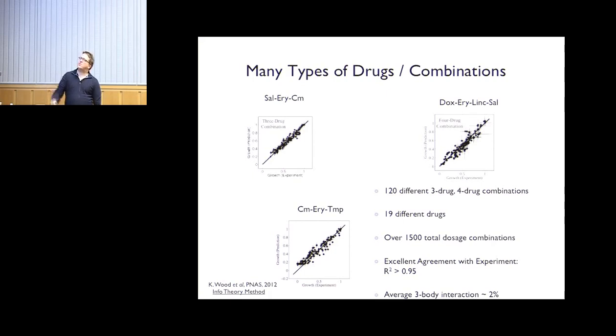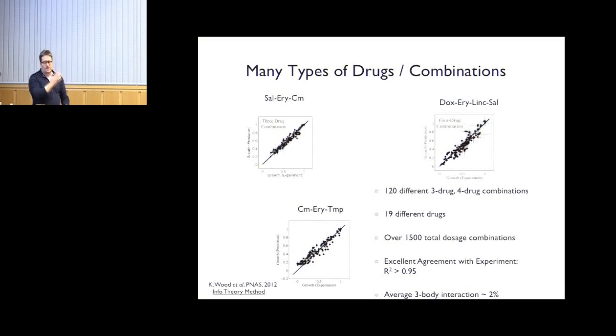I mean, there's certainly some points that are outside of it. And what we saw was excellent agreement. You can quantify this in various different ways. Just a very naive way is to take something like an R-squared value. You can measure the average three-body interaction in terms of growth units, and it's less than 2%. Or you can measure it with an information theory method that I'm not going to go over. It also tells you that in terms of bits.